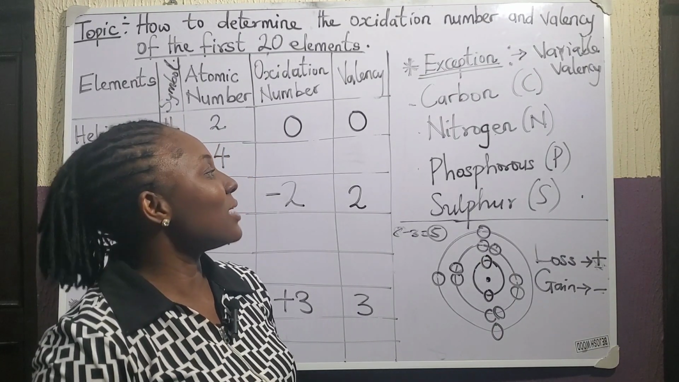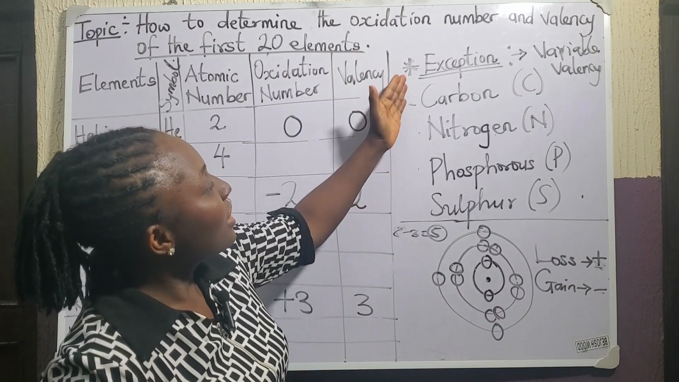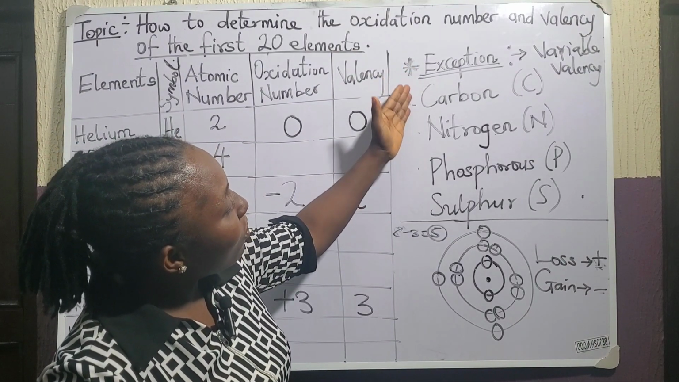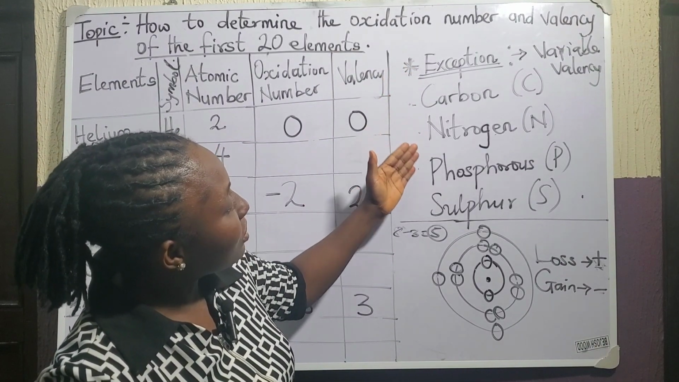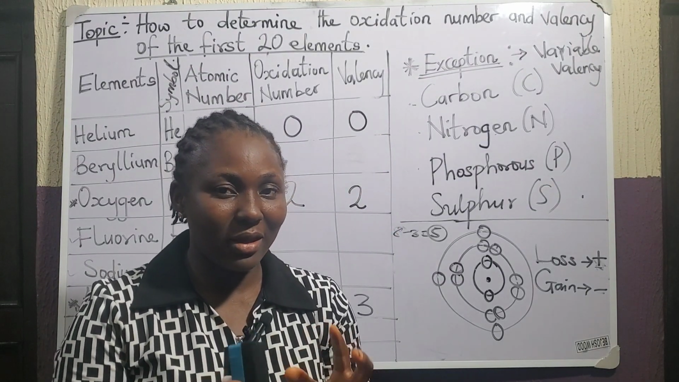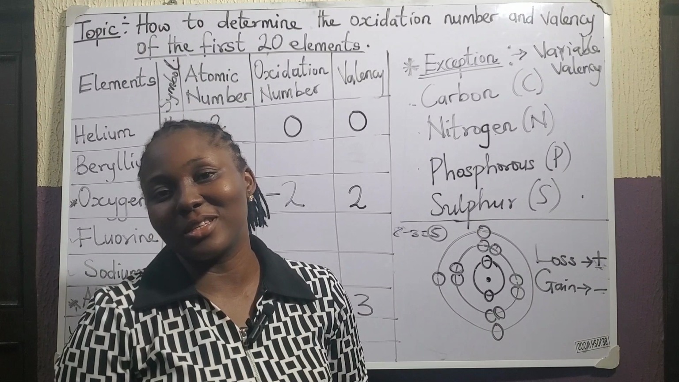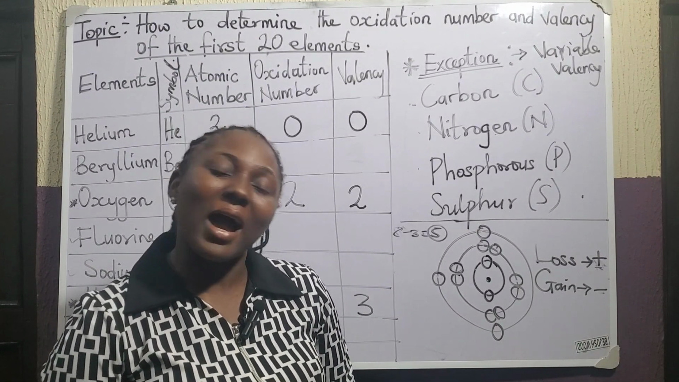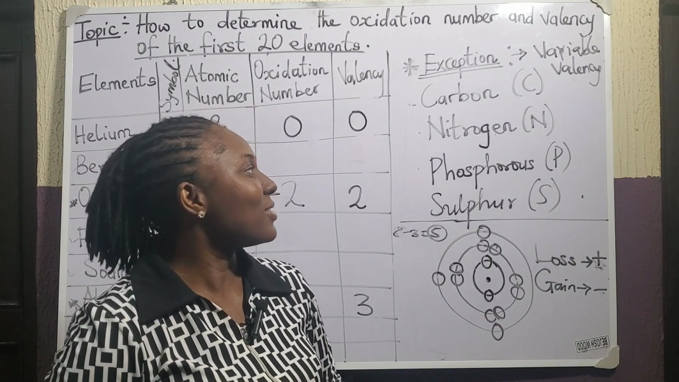In our next class, we are going to see how carbon, nitrogen, phosphorus, and sulfur, how their own valency and oxidation number is and its effect.